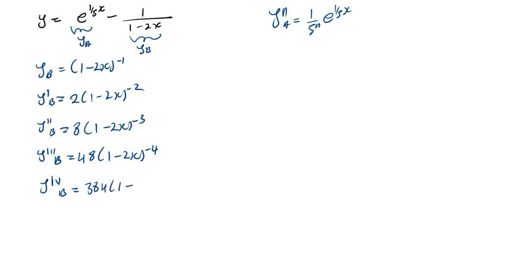Then you have (1 - 2x) to the power negative 5. One thing I observe here is that the y^(n) of b is changing. But how is it changing? You have 2, 8, 48, 384. So I'm going to divide this into two parts.